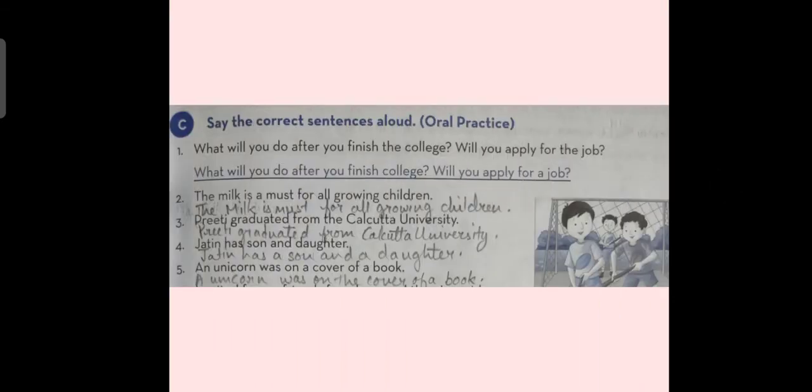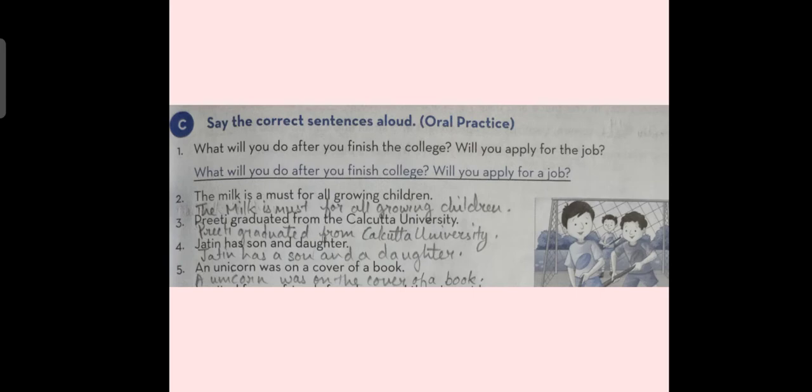Now we will discuss exercise C. Say the correct sentences aloud. Dear students, it was supposed to be done orally, but according to me, you need to practice more so that you become quite familiar with the articles. That's why, according to me, you should do this exercise in your fair notebooks in written form. Sentence number 1. What will you do after you finish the college? Will you apply for the job? What will you do after you finish college? Will you apply for a job?